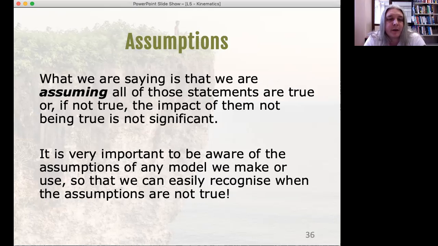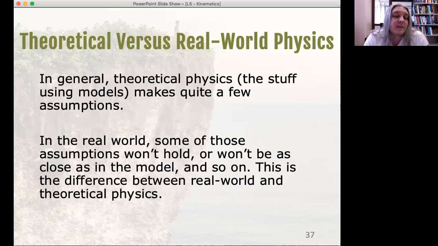And it's very important to be aware of them, because if we did go and measure the position of that rock very precisely and accurately using some high-tech equipment and then compare it to our equation, it might not agree. And that doesn't mean that gravity is wrong, right? It doesn't mean that our model is necessarily wrong. All it means is that our model hasn't taken into account some of these things which we assumed happen to not be true.